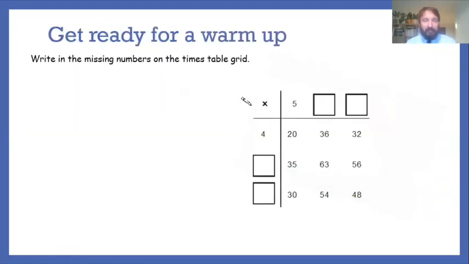Okay. Here we go, a warm-up: write in the missing numbers on the times tables grid. This is a classic SATs style question. Have a go. You should be able to achieve this quite easily, as you are going to be a master of times tables or division in year 6. 30 seconds, maybe pause the video, then come back to me.